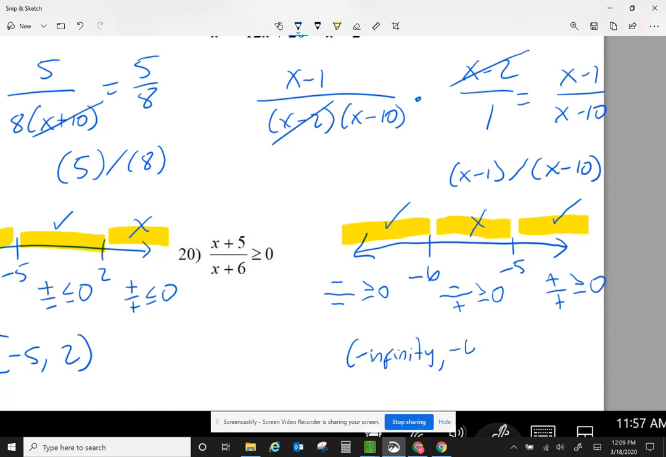to negative 6. That's the first section. Because there's a gap in between, with a capital U, I'm going to unite from negative 5 to positive infinity. Infinities always have parentheses. I have a bracket on negative 5 because that's what makes the top equal to 0, and my inequality has that or equal to part.